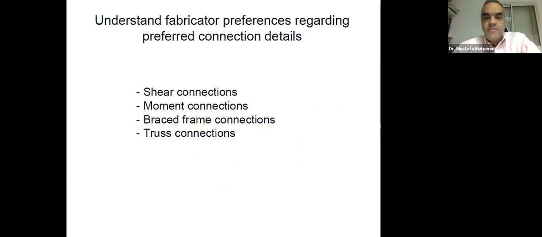Understand fabricator preferences regarding preferred connection details, like shear connections, moment connections, brace connections, and truss connections. The fabricators are a lot more knowledgeable about connection design and putting steel members together than engineers in general. So understand their preferences also, because they will provide the material. It's good to understand their preferences and have a talk about it.